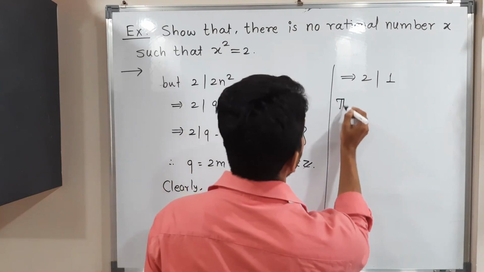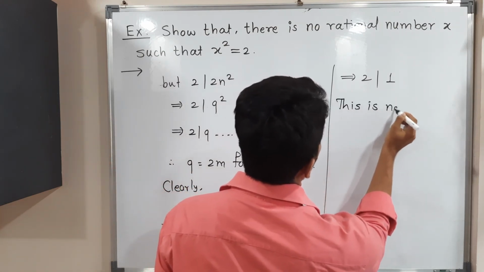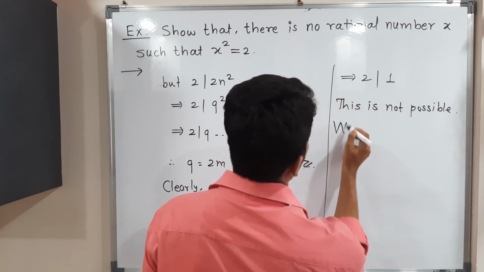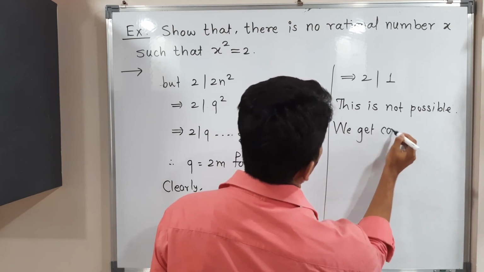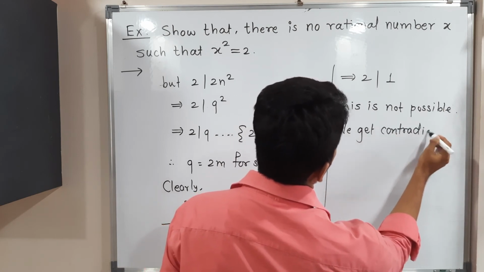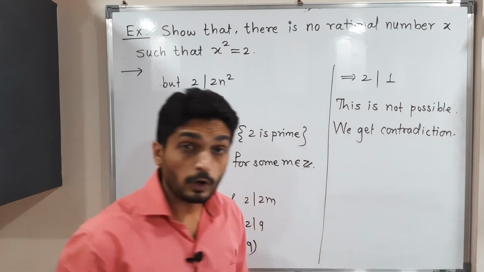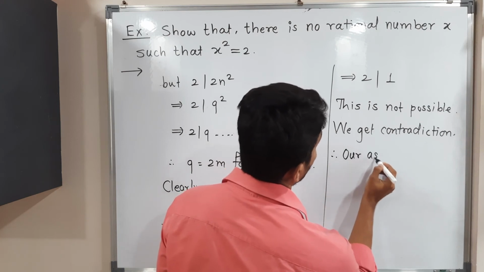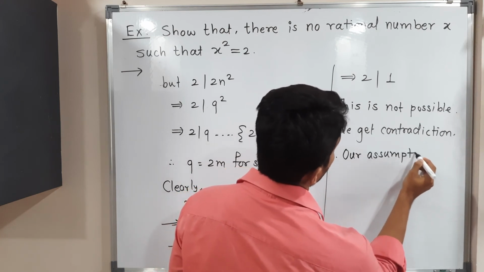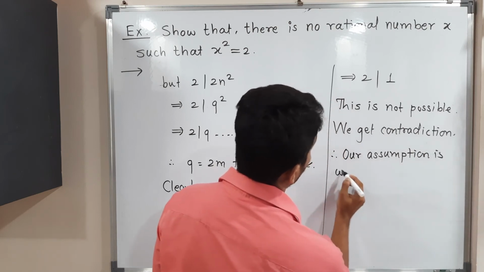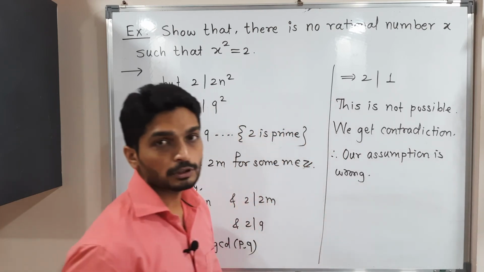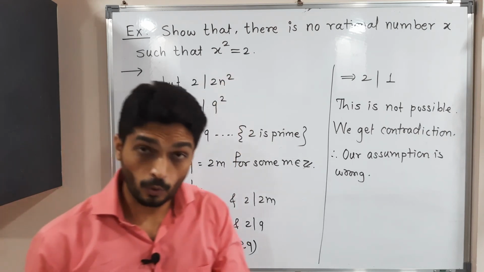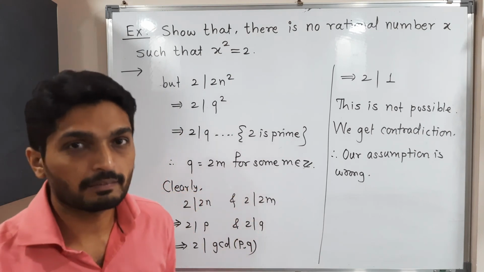So this is not possible. We get a contradiction here. Why are we getting a contradiction? Because our assumption is wrong. So what was our assumption? We had assumed that there is a rational number whose square is 2. So it is wrong. That means there is no rational number having square 2.